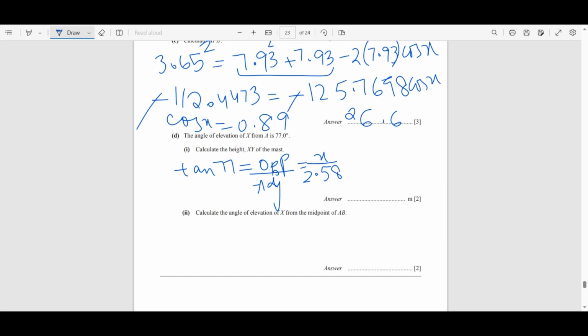11.175 and rounded off to 11.2. You could also write 11.18, it's also fine.